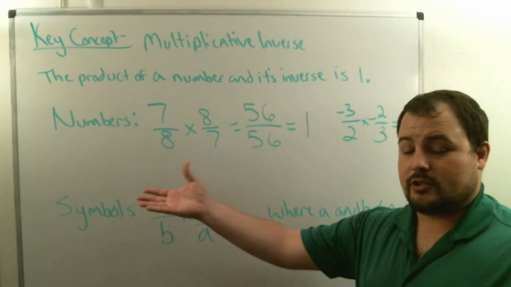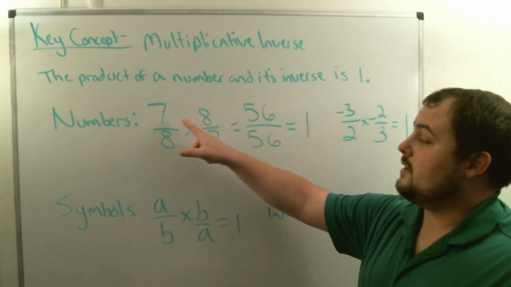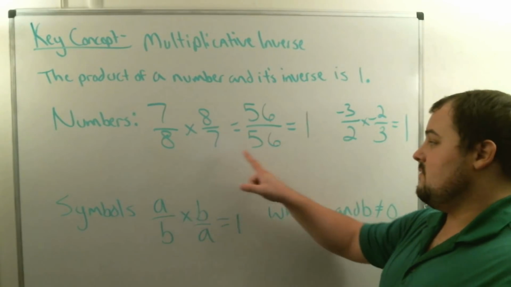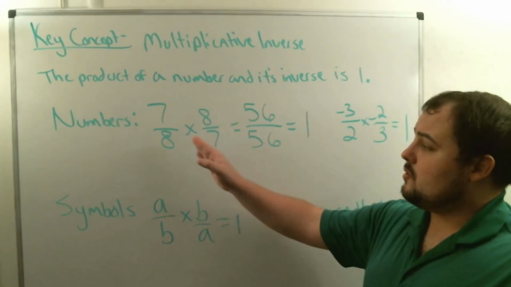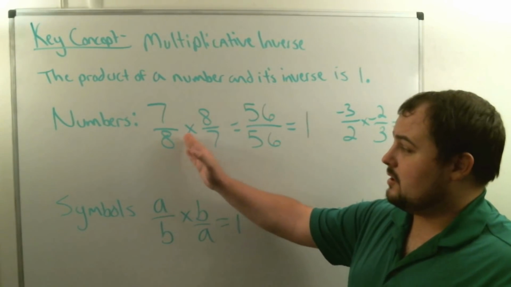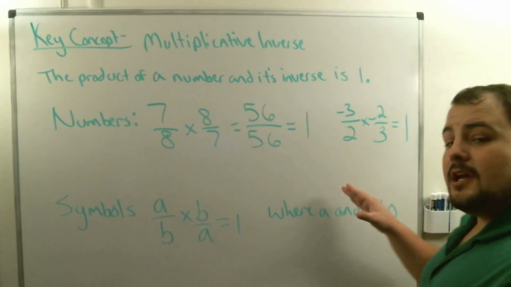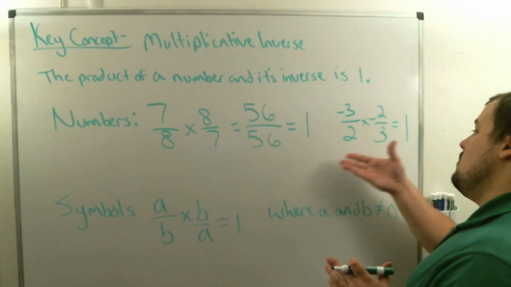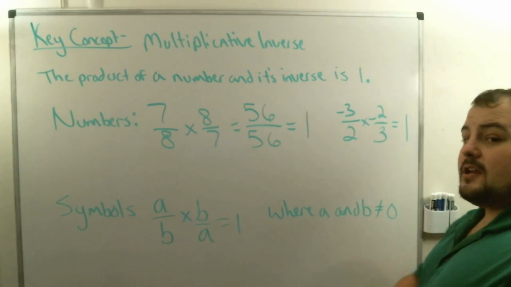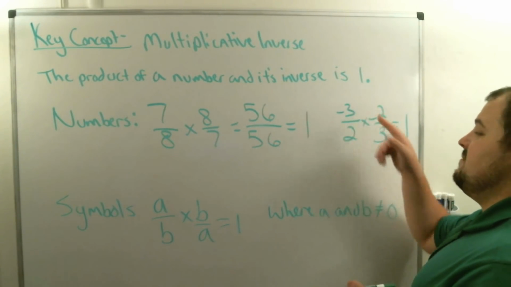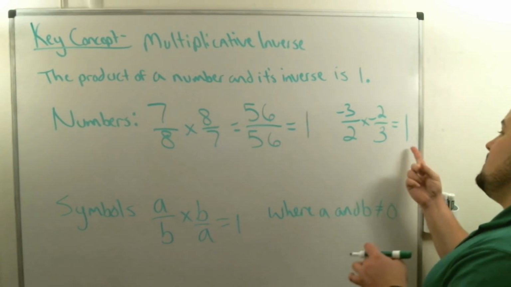The way it works using numbers is if I had 7 over 8 times 8 over 7, well, 7 times 8, that's 56. 8 times 7, that's 56. And if I take top divided by bottom, I get 1. So if you're looking at it, you see one fraction, and you see the same fraction flipped. When you multiply them, they equal 1. And it doesn't matter if the number is positive or negative, it still works the same way. A negative times a negative, that's a positive. 3 times 2, that would be 6. 2 times 3, that's 6. 6 divided by 6 is 1.